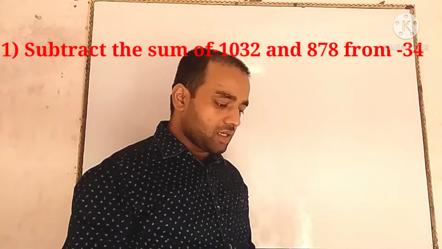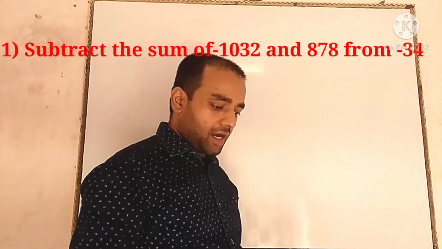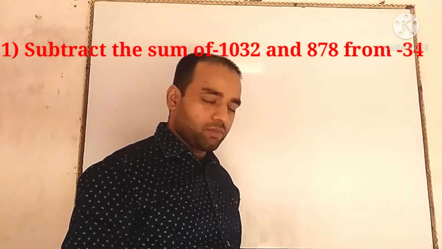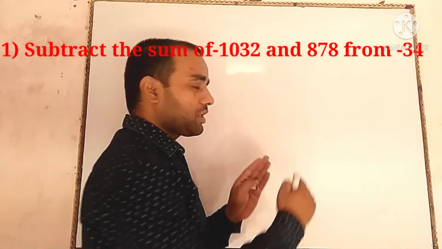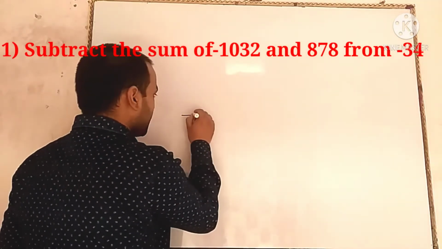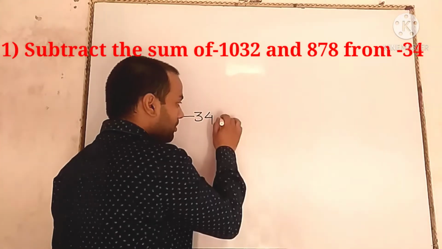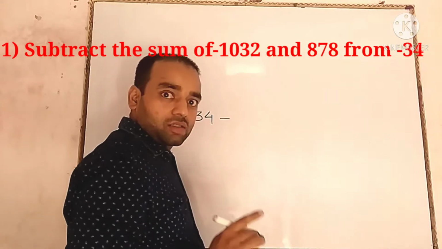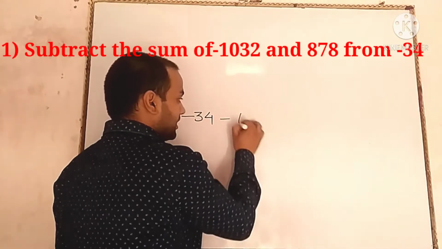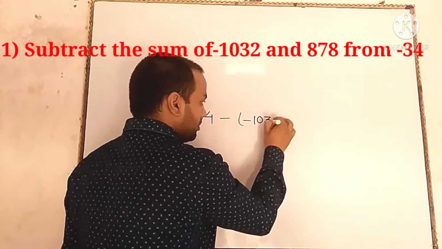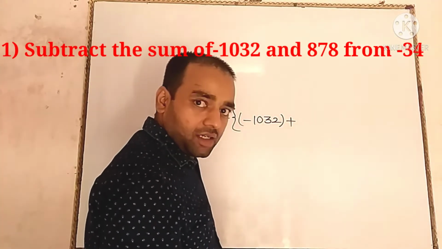In question number 1, subtract the sum of minus 1032 and 878 from minus 34. In this type of question, first we write what comes after "from", thereafter from minus 34 we write the instruction, subtract, using the minus sign. Subtract the sum of minus 1032, so write minus 1032 plus, use the sign of plus, 878.